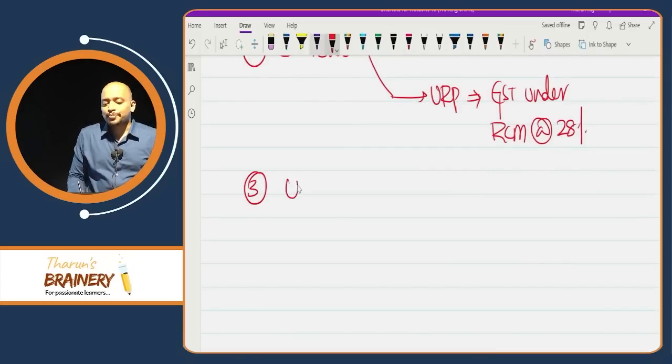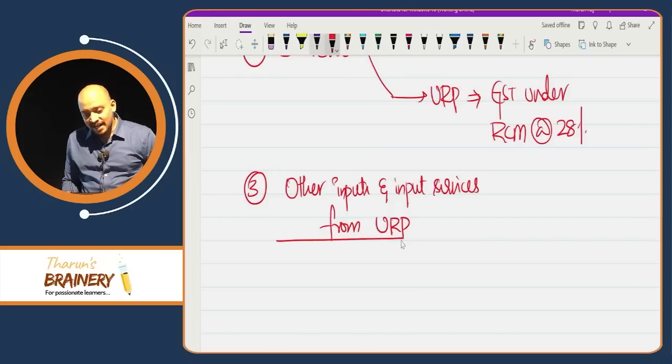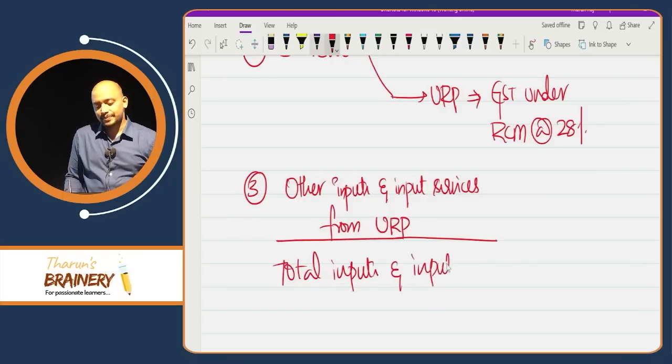other inputs and input services from unregistered person, divided by total inputs and input services. Should we include cement also? Yes.